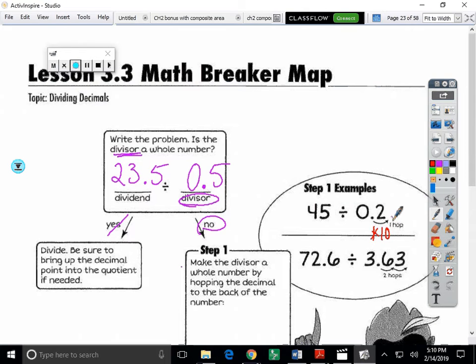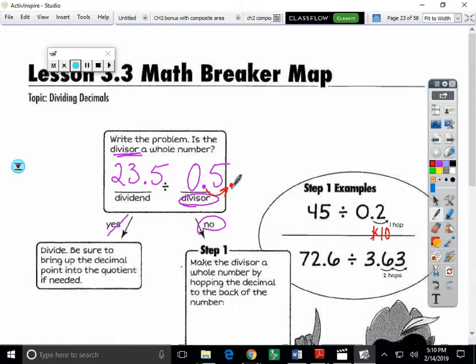So that's exactly what I need to do for this problem. I need to move my divisor one place value to the right. My decimal and my divisor, one place value to the right. And when I do that, I no longer have 5/10. I currently have 5 wholes.